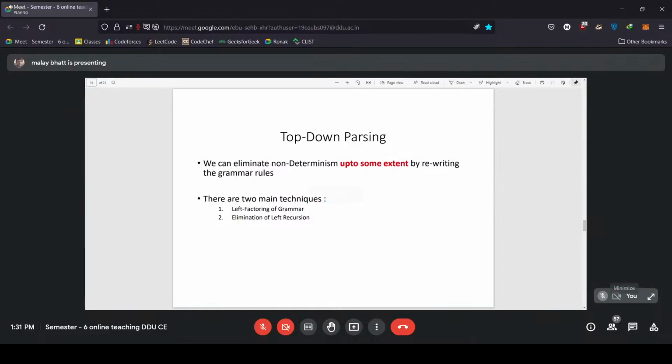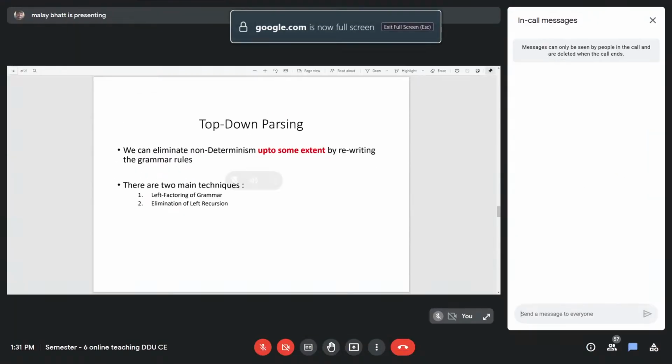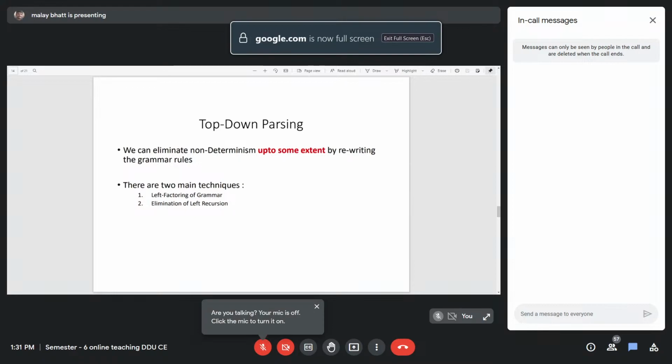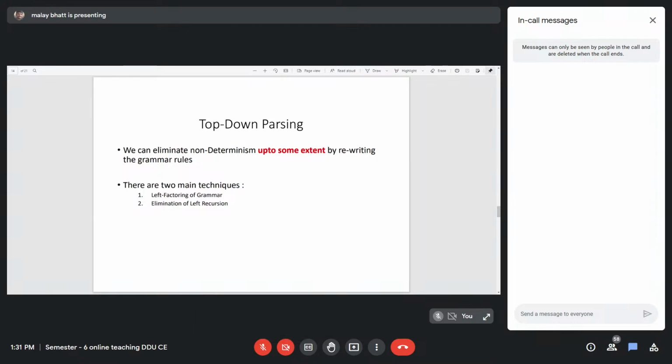Grammar rules. There are two ways in which we can remove the non-determinism from the grammar. The first one is left factoring of the grammar, and the second one is removing the left recursion from the grammar. Today, we'll learn the first technique: how to do left factoring of the grammar.